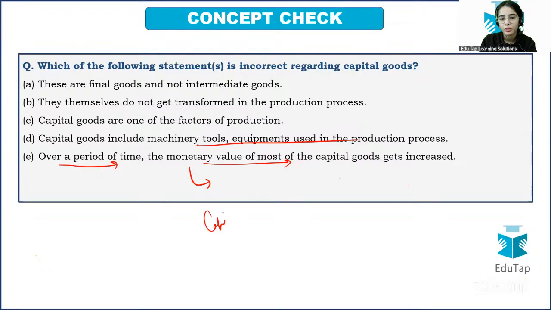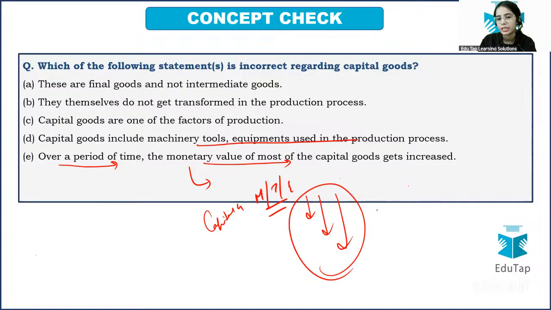But capital goods, machinery, tools, equipment, when they are used continuously or even if they are lying idle, their value keeps on decreasing. There is depreciation that happens. Let's say I bought this mobile 3 years ago. Now, will this mobile be sold at the same value? Its value has depreciated because new technology has come up.